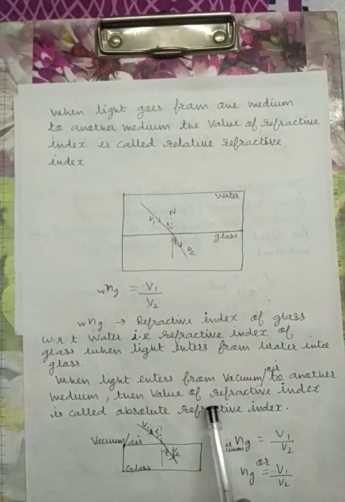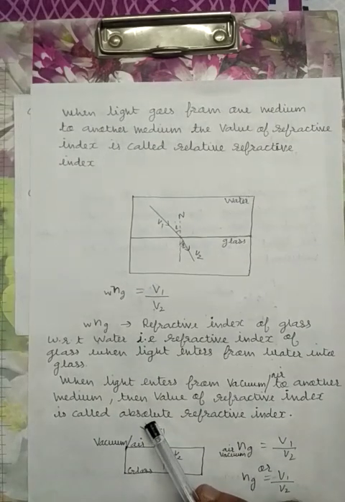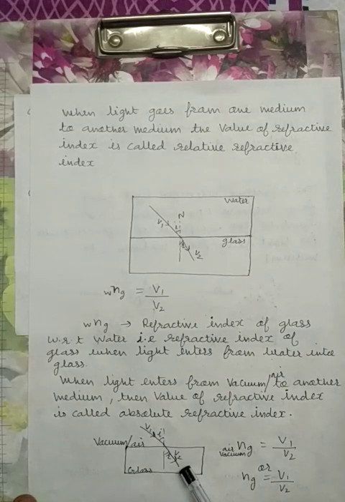Now, when light enters from vacuum or air, vacuum and air are one and the same thing. Speed of light in vacuum and air is almost the same. So, when light enters from vacuum or air to another medium, then the value of refractive index is called absolute refractive index. So here, light is passing from air into glass.